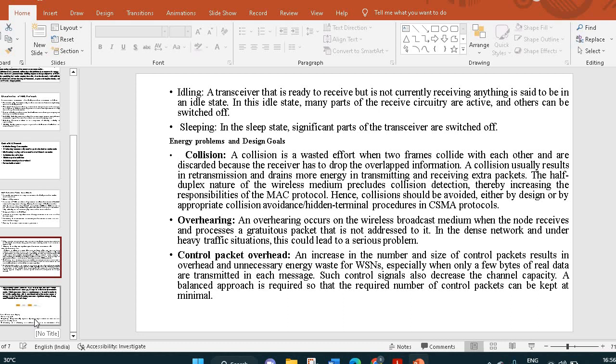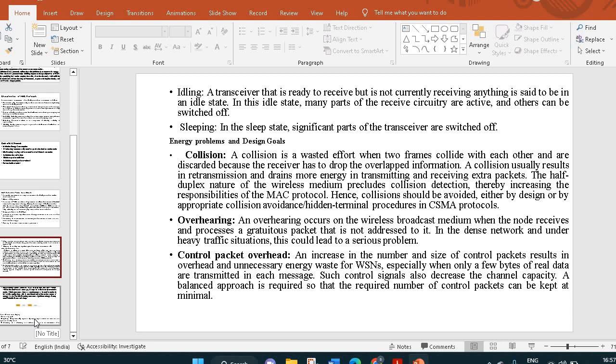The half-duplex nature of the wireless medium precludes collision detection, thereby increasing the responsibility of the MAC protocol. Hence, collisions should be avoided either by design or by appropriate collision avoidance and hidden terminal procedures in CSMA protocols. Then overhearing. Overhearing occurs on the wireless broadcast medium. The node receives and processes a gratuitous packet that is not addressed to it. In a dense network and under heavy traffic situations, this could lead to a serious problem.